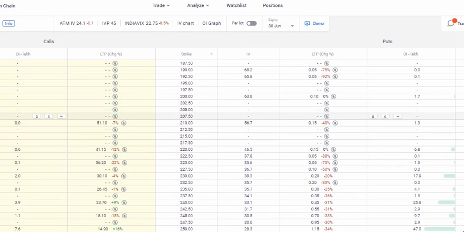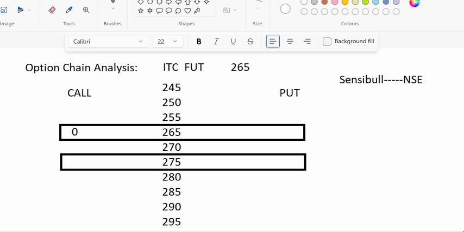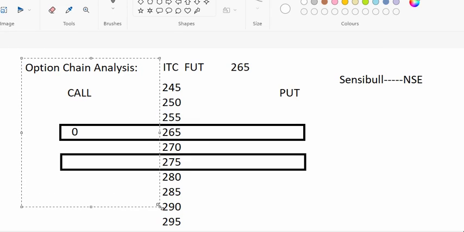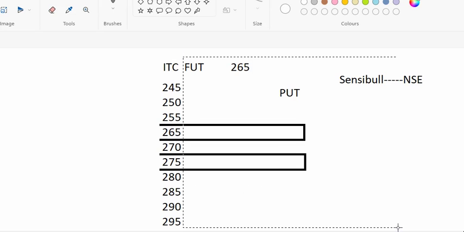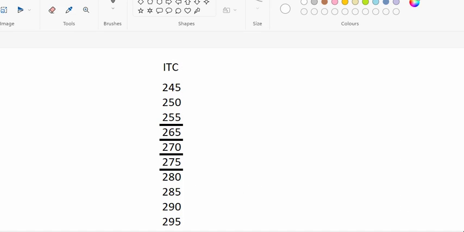All right, back to this. Let's consider a scenario. I'm going to delete this entire part and also this entire part. Let's assume our price is here. Let's assume you are in this particular room, and say 265 is the room.